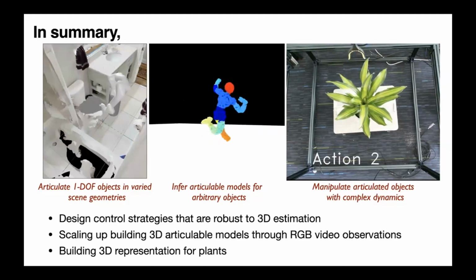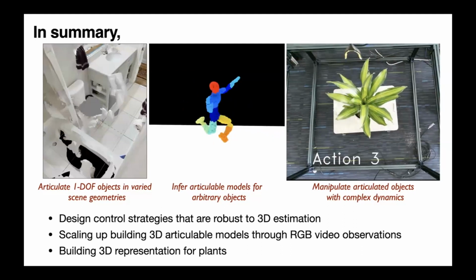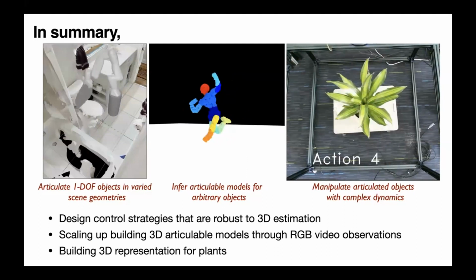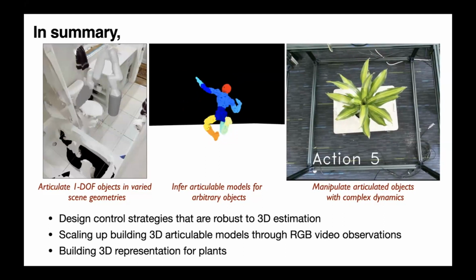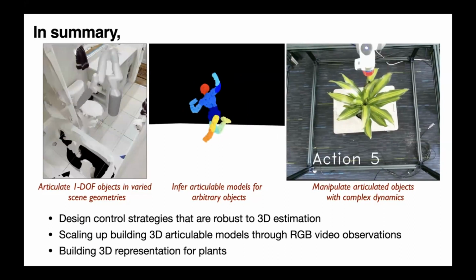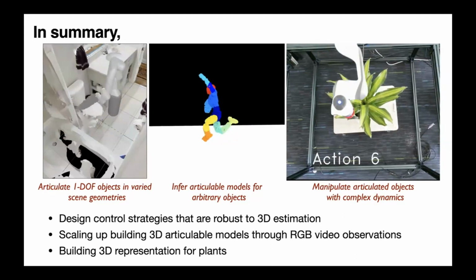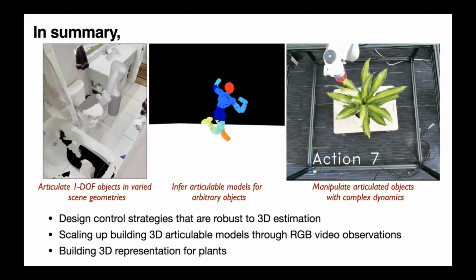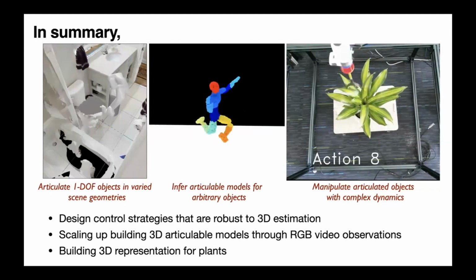There are many things that I like to discuss. I think what Georgia was also saying, when we have output 3D geometry in some way for us, will be actually errors. And how can you design control strategies which are robust to these 3D estimation errors? I think that's something that we should be thinking about. We should be thinking about how can we scale up 3D articulated models through RGB video observations as opposed to point cloud observations that I described today.